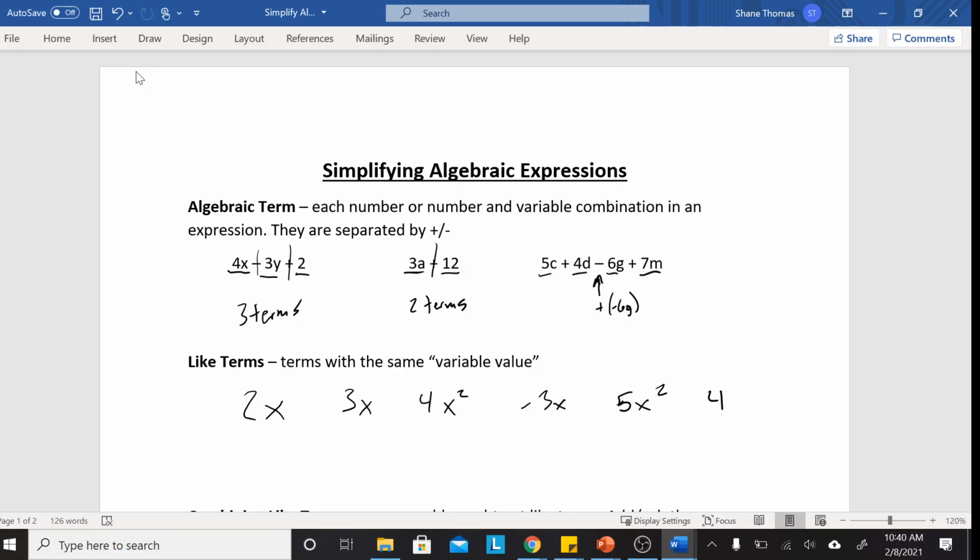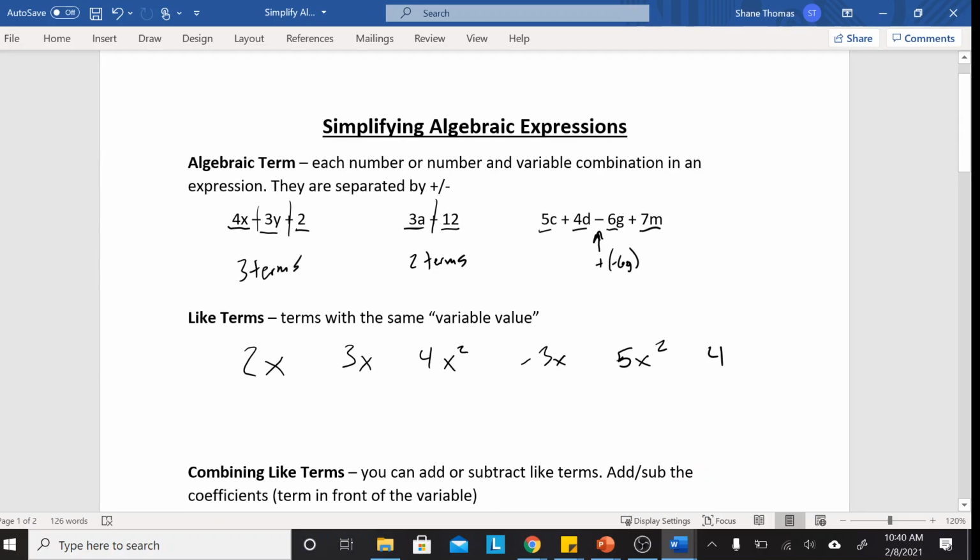All right. So, what does it mean to be a like term then? A like term are terms with the same, what I call variable value. So, for instance, if it has an x and another one has an x, that is the same variable value. An x squared is not the same as an x. They have to be exactly the same.